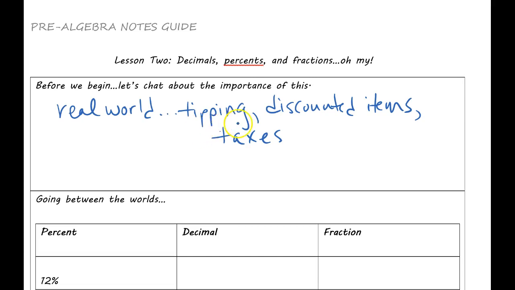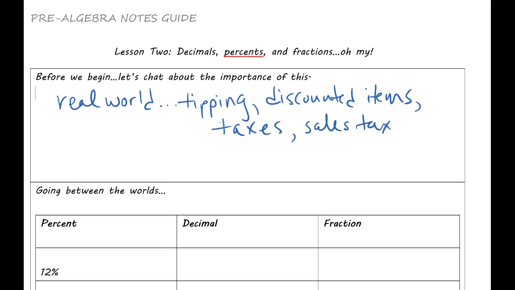But tipping at a restaurant's important, and deciding if you have enough money to buy something, that's important. And we will talk about the tax, like sales tax. We will talk about that today. Okay, cool. So let's talk about first the basics on how to go between the worlds, and then we'll be able to actually apply this stuff, okay?